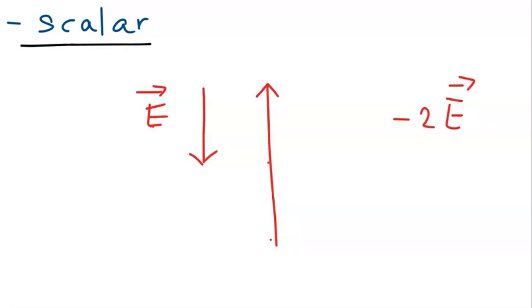So if you multiply this vector e with, let's say, minus half, then it will result in a vector that is antiparallel to e, but with a length half that of vector e.